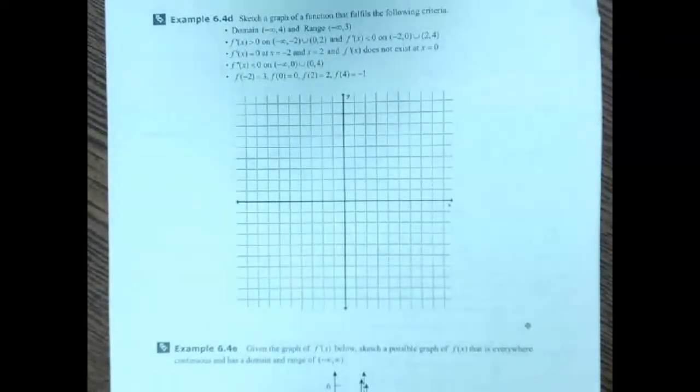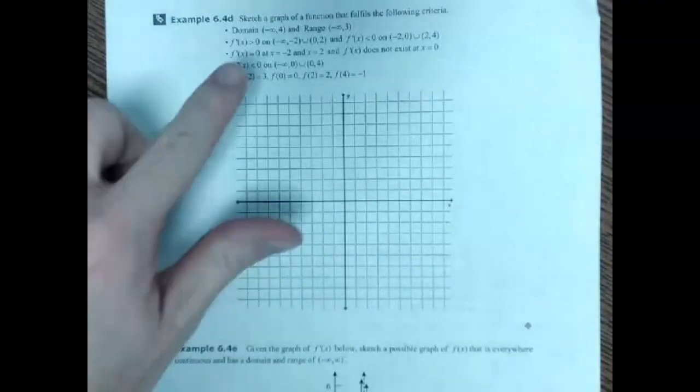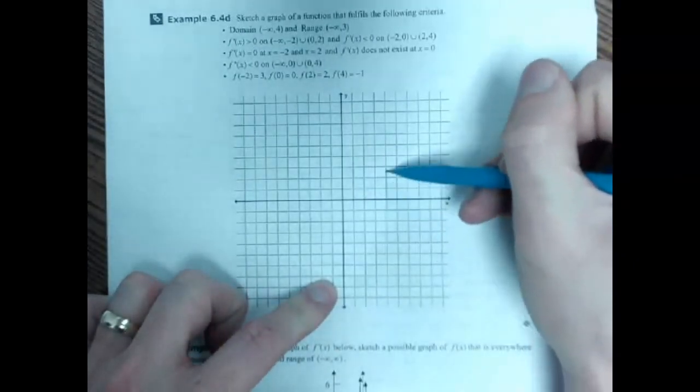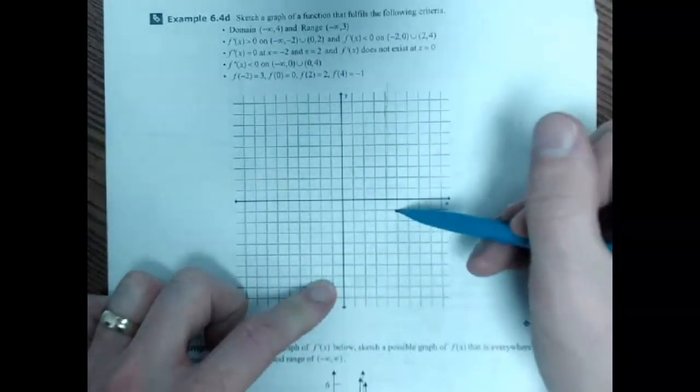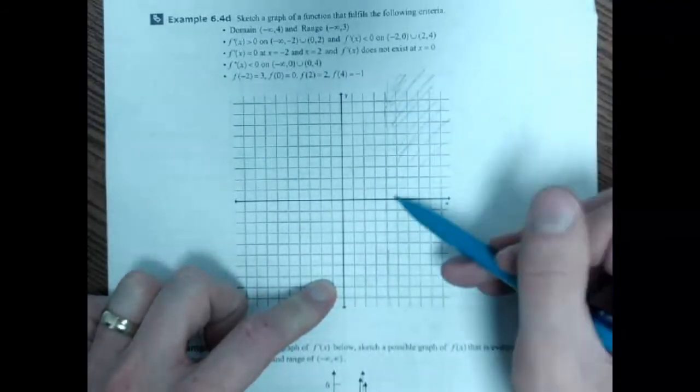Oh well. Sketch the graph of a function that fulfills the following criteria. It says the domain is from negative infinity to 4. The range is from negative infinity to 3. So the first thing I would do is mark these restrictions. I'm going to come over here to 4: 1, 2, 3, 4. And my graph should not exist anywhere to the right of this, so I'm going to shade this so that I don't graph anything there.